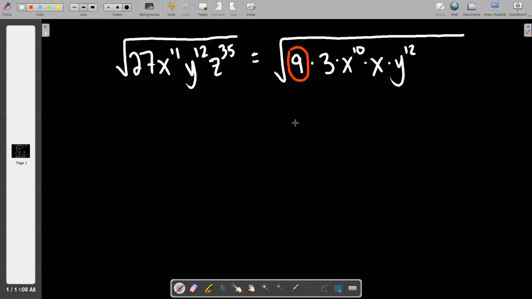Do we like z to the 35th? No. But we do know we can make it z to the 34th times z. Now what I'm going to do is go back through and circle all the good guys. It helps me to see them. So x to the 10th, I made you, you're a good guy. y to the 12th, you were already a good guy. And z to the 34th, you're a good guy.